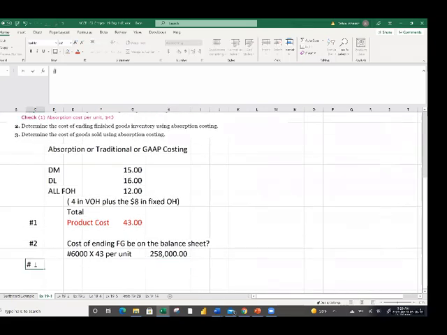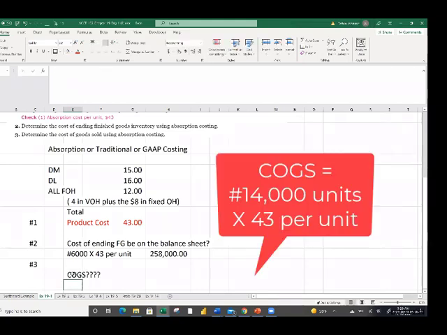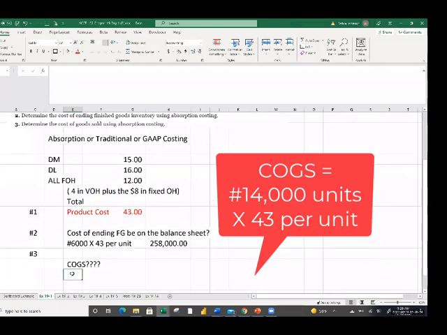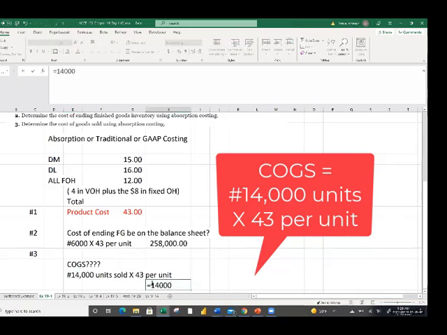And then number 3 says, well, what about the cost of goods sold? In other words, we got the balance sheet item. What would be on the income statement under cost of goods sold? Okay, well, we could do that too. The units sold, if I look up above, was 14,000 units. And the cost of one unit was 43 from that red number. So I could easily calculate the 14,000 times 43.